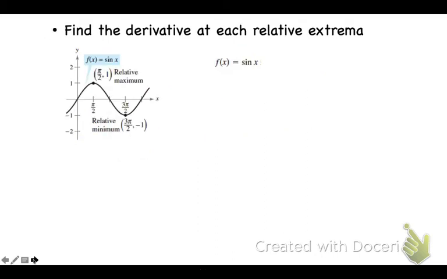Okay, our next example is to find the derivative at the extrema. You're going to have problems exactly like this. I have two extrema, yes? I have a min and a max. I need to find the derivative, and then I need to plug in pi over 2 and 3 pi over 2. So what is the derivative of sine? Cosine.